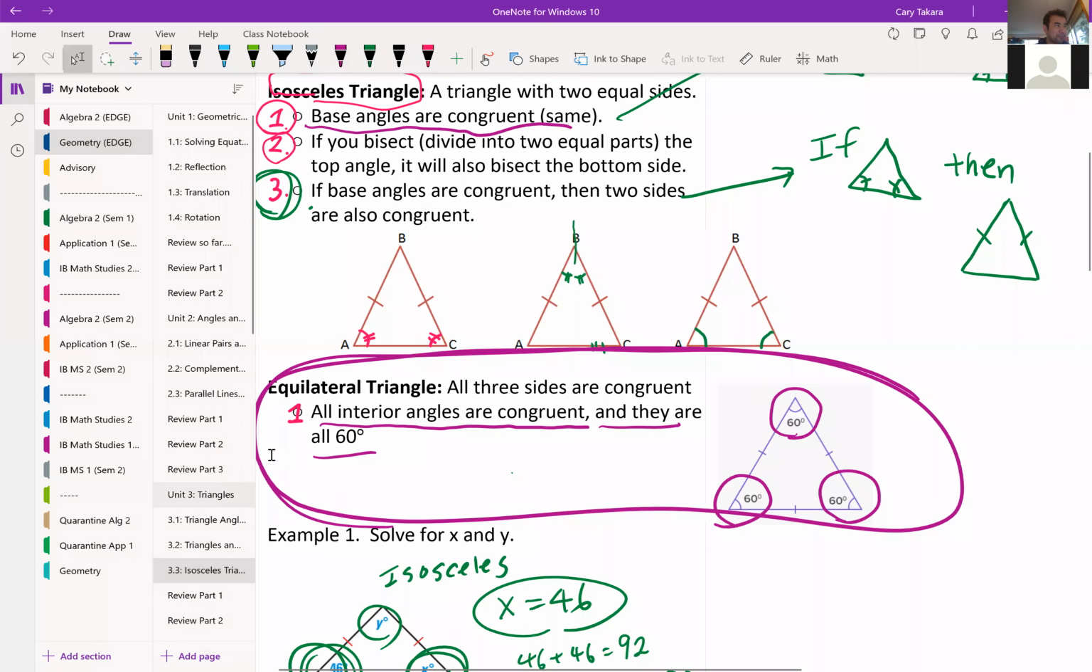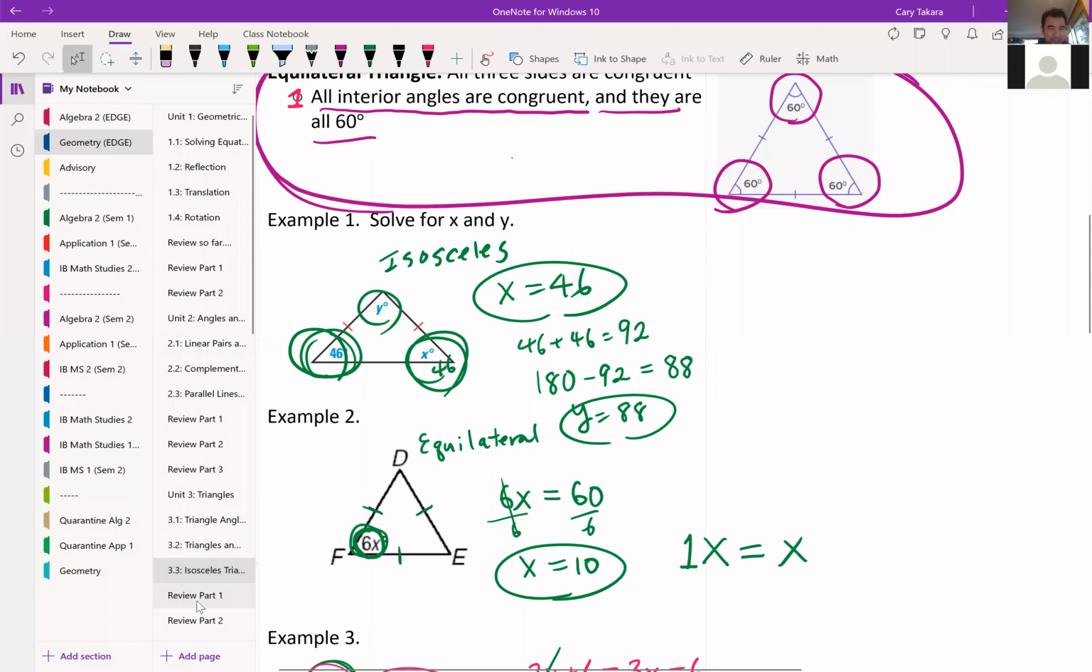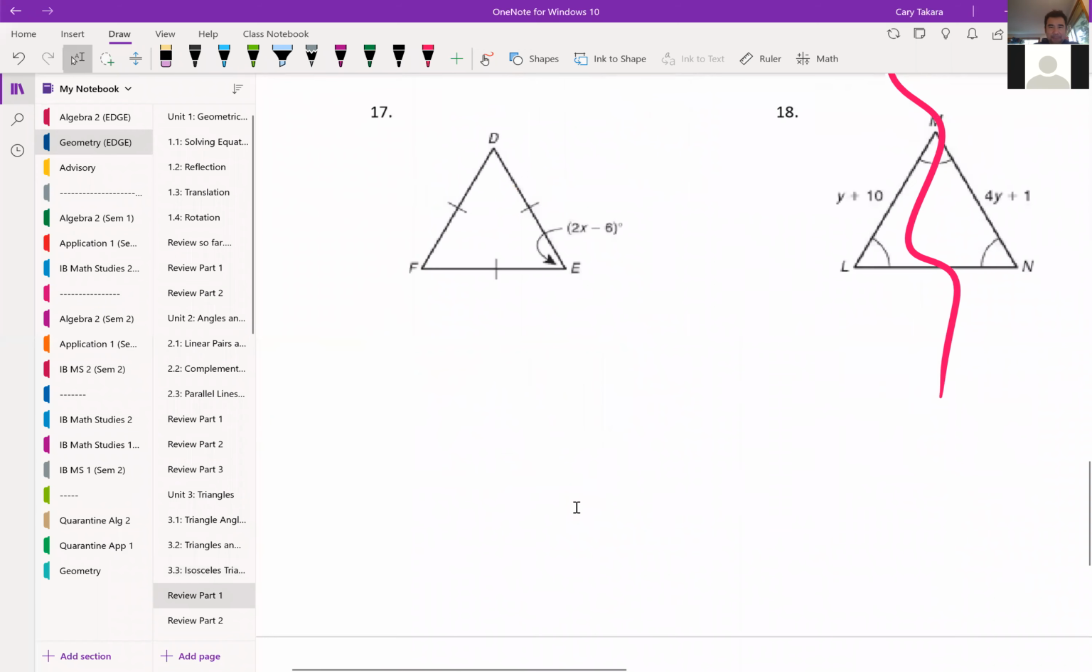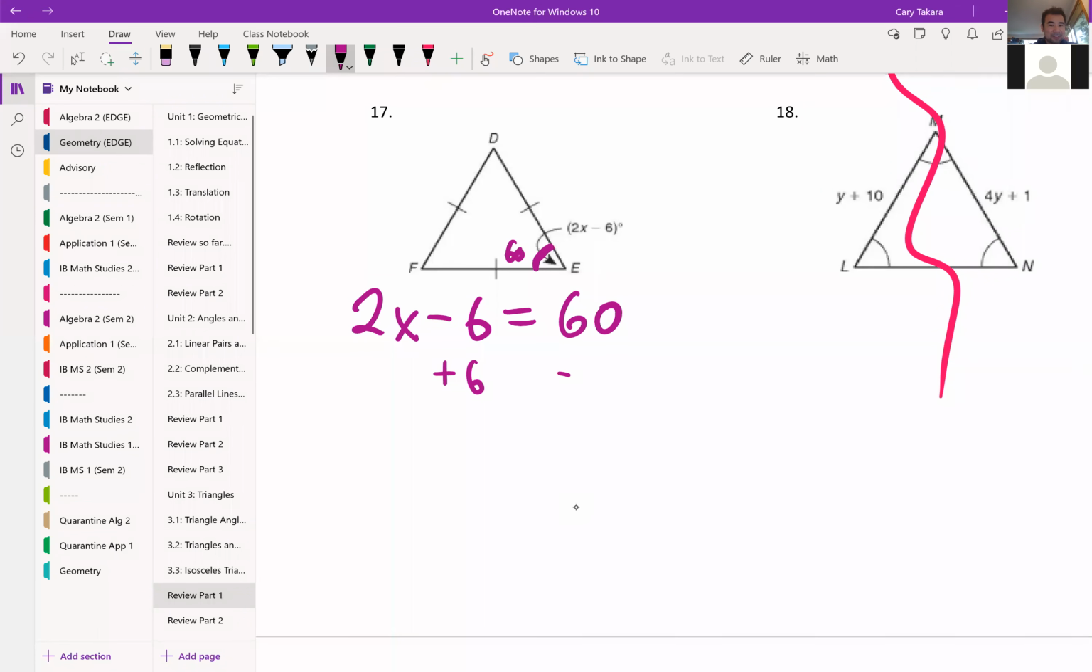Do you think you can remember that? And Oliver, very good, thank you. So let's get back. That means this angle is 60 degrees. So the equation will be 2x minus 6 equals 60. Does that make sense? So let's keep going. Let's add 6. What do we get? Rewrite it.